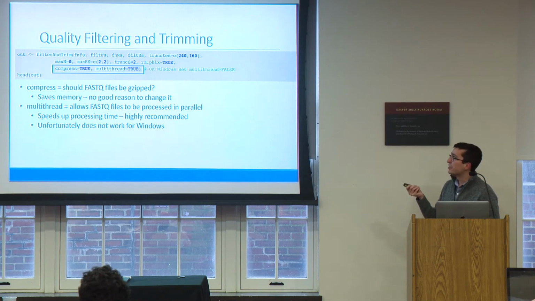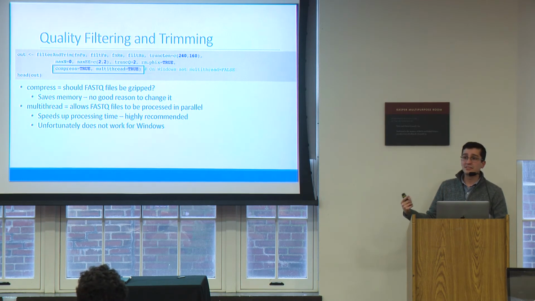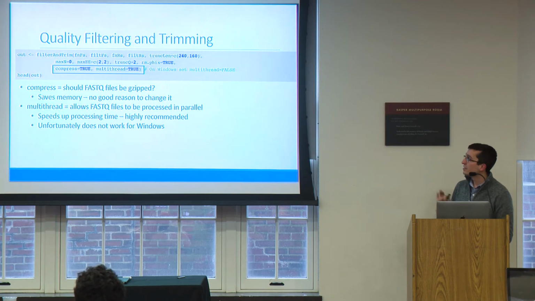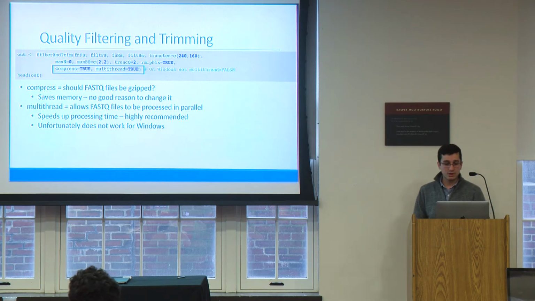And these things just compress the FASTQ files outputted, and the multi-thread just parallelizes this action. So this just reduces the amount of memory that these files take up and speeds up analysis. So these are good parameters to keep in place.